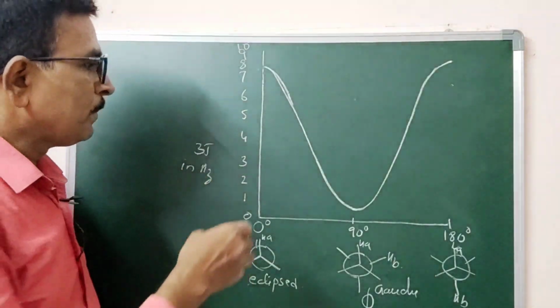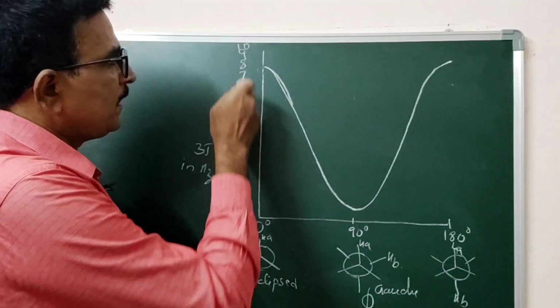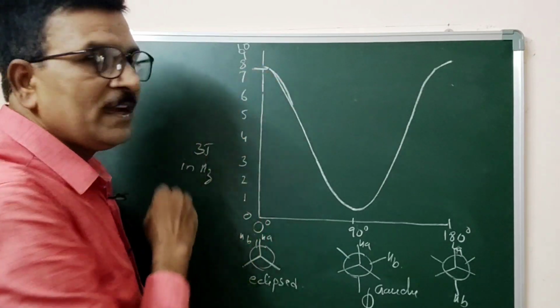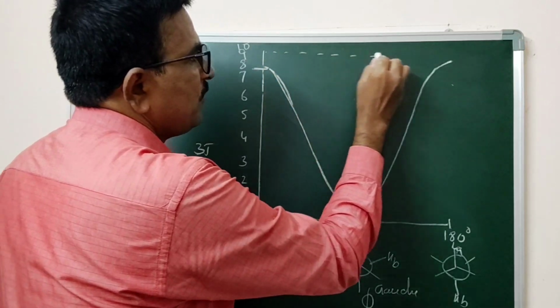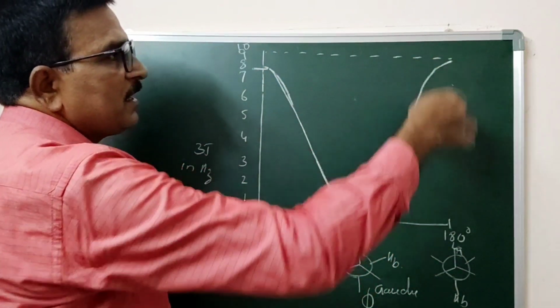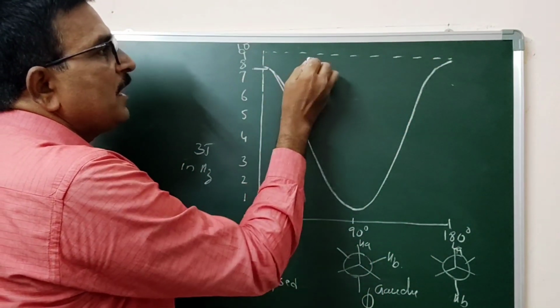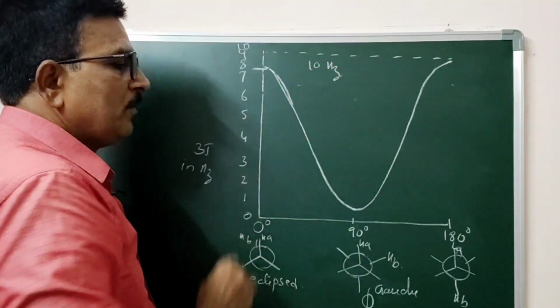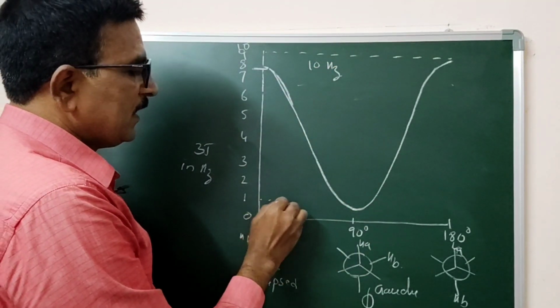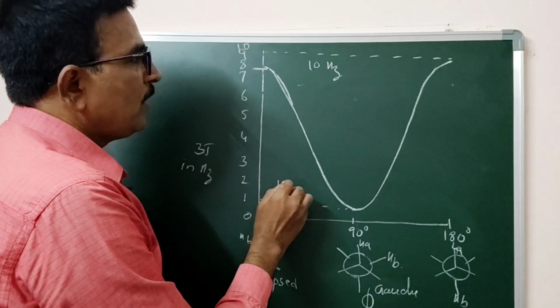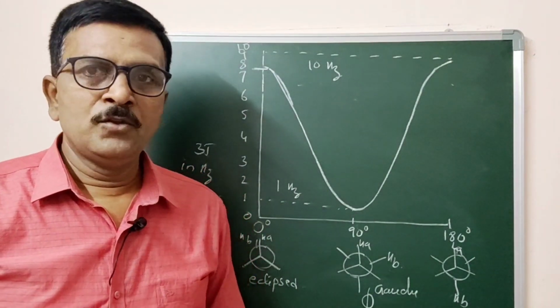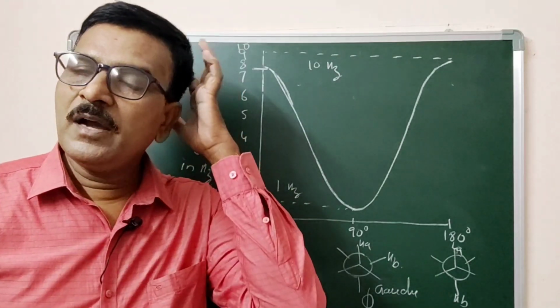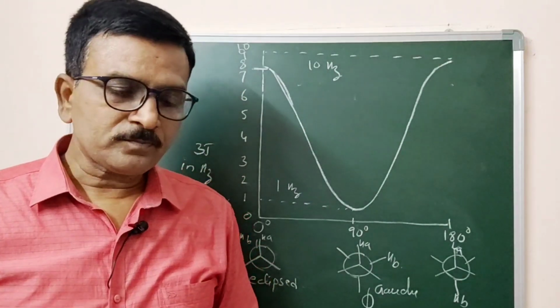For example, at 0 degree dihedral angle, say 8 Hertz. At 180 degree, the dihedral angle, you can see, is nearly 10 Hertz. Whereas at 90 degree dihedral angle, there is only 1 Hertz. The 3J value is 1 Hertz. So this is the relation described by the Karplus curve.